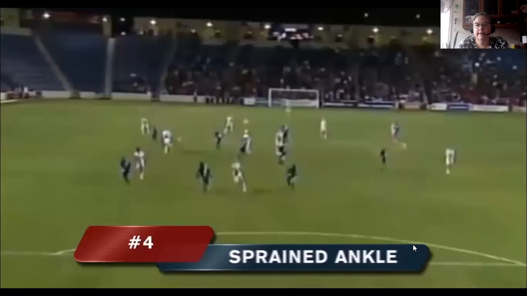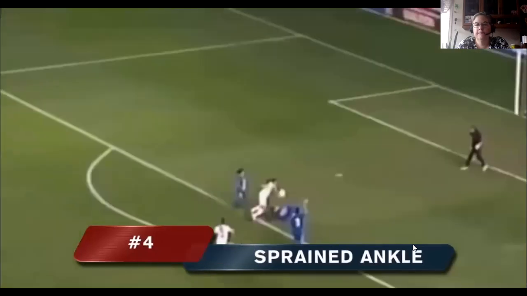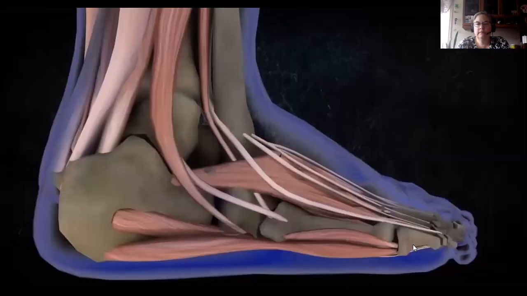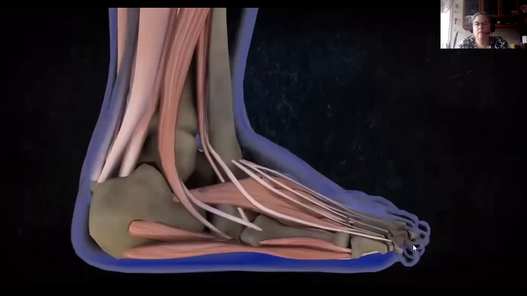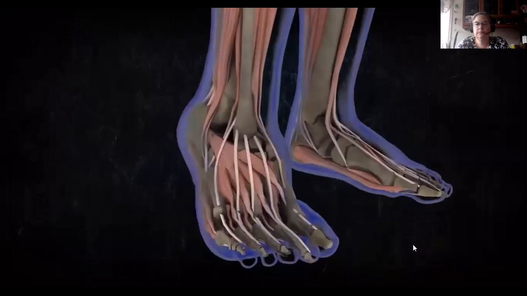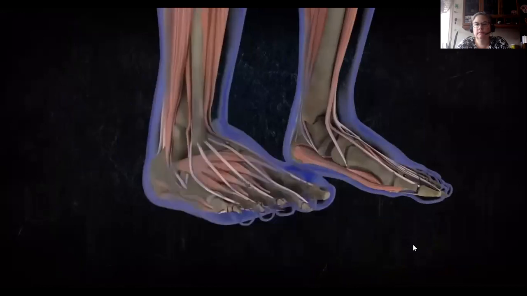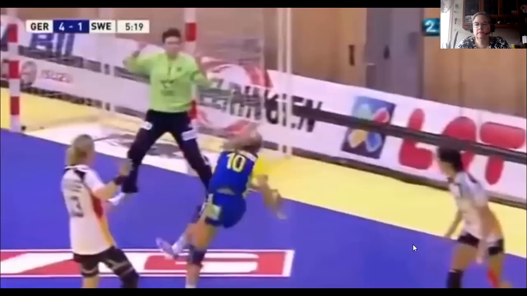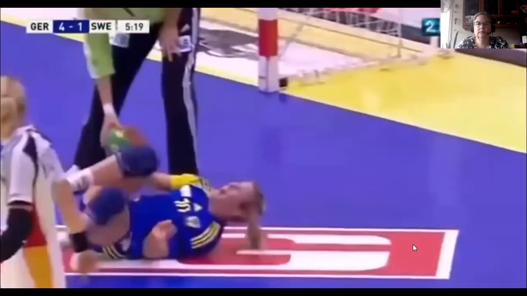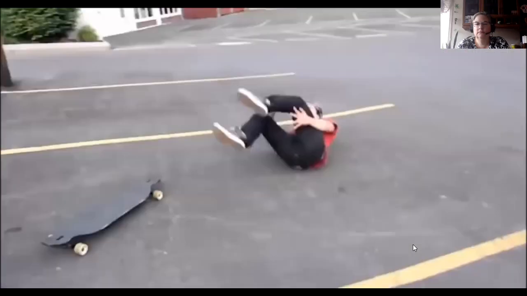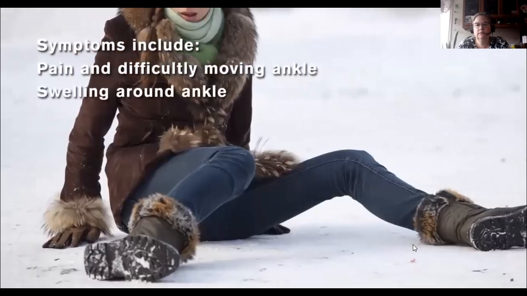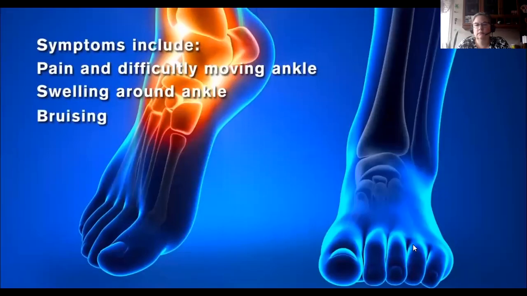Sprained ankle, 1-0 here in the 37th minute. She is between 2 Guatemalan defenders and then goes down and stays down, and you will see why. The ligaments of the ankle hold the ankle bones and joint in position. They protect the ankle from abnormal movements such as twisting, turning, and rolling of the foot. A sprained ankle happens when the foot twists, rolls, or turns beyond its normal motions. If the force is too strong, the ligaments can tear. Symptoms include pain and difficulty moving the ankle, swelling around the ankle, and bruising.